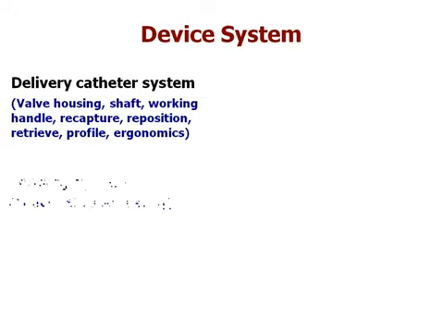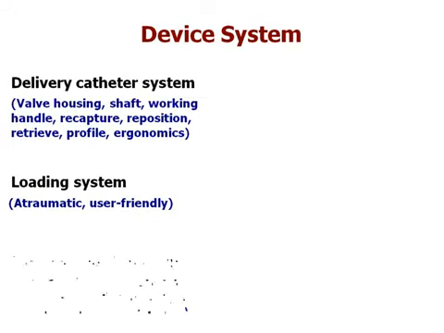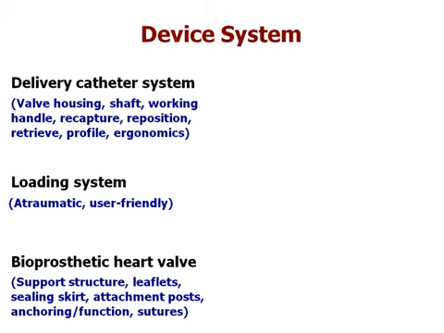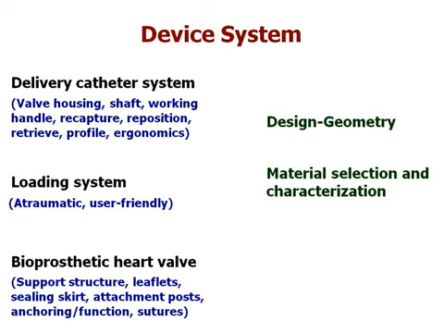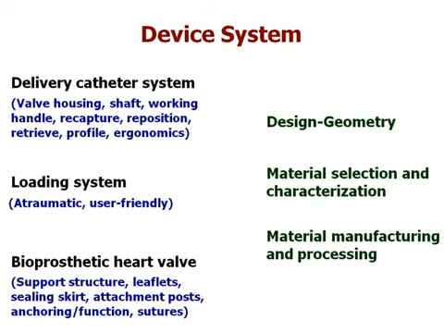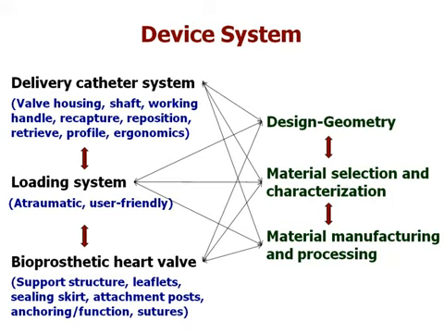The device system is composed of the delivery catheter system, the loading system, and the bioprosthetic heart valve with the support structure, leaflets, and sealing skirt. And at each of these stages, we need to understand the design geometry, the material selection, characterization, and material manufacturing and processing. And there is a great relationship between each of these levels, between the rows and the columns.